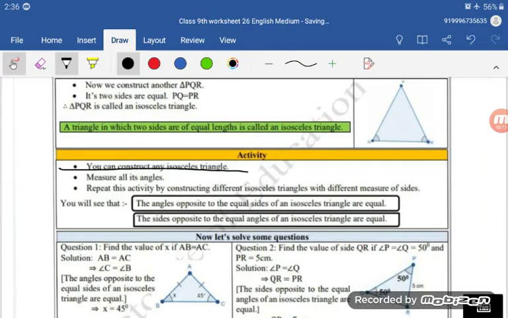You can construct any isosceles triangle and measure all its sides. When you draw any type of isosceles triangle and measure the angles of the triangle, you can find out that the angles opposite to the equal sides of the triangle are equal.